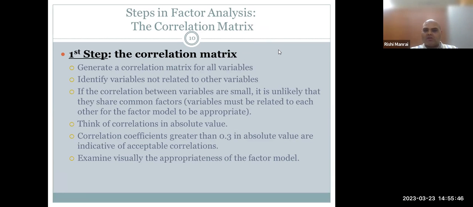So we generate a correlation matrix of all the variables and identify the variables not related to other variables. If the correlation between variables is small, it is unlikely that they share common factors. So variables must be related to each other for the factor model to be appropriate. But if they are too much related, that is also a problem. If they are not related at all, then that is also a problem.